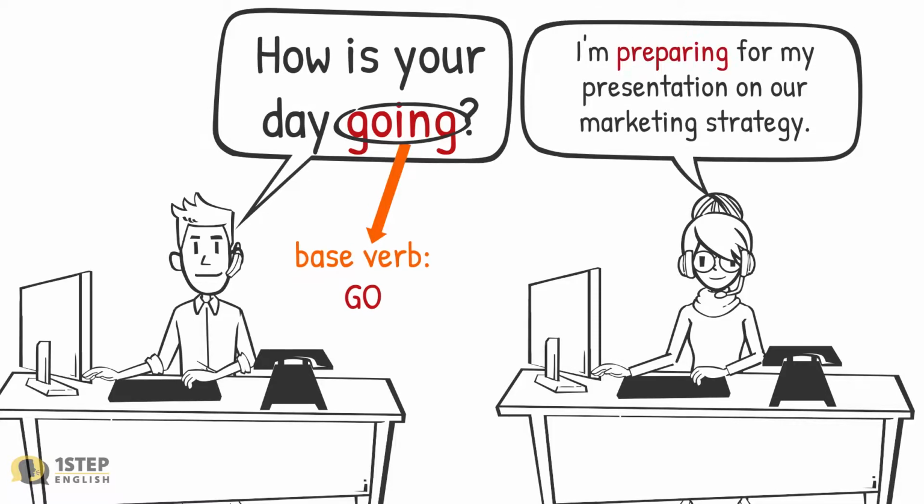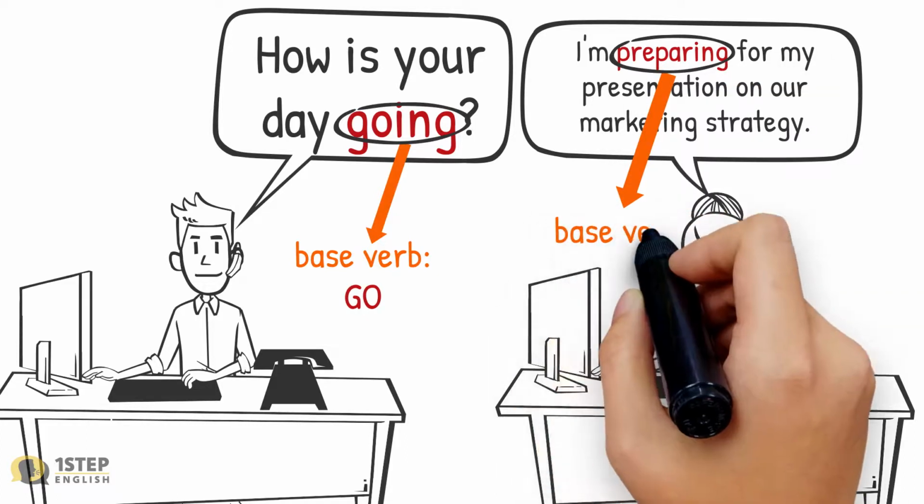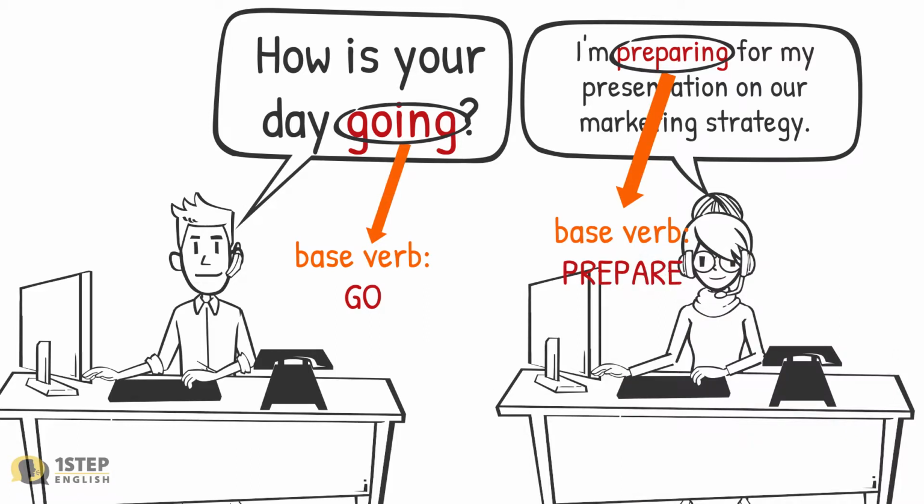In the sentence, I'm preparing for my presentation on our marketing strategy, the conjugated verb is preparing. What do you think is the base form of the verb, preparing? Yes, you're right. The base form of the verb, preparing, is prepare.